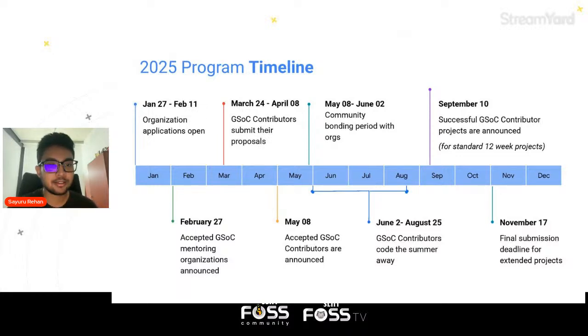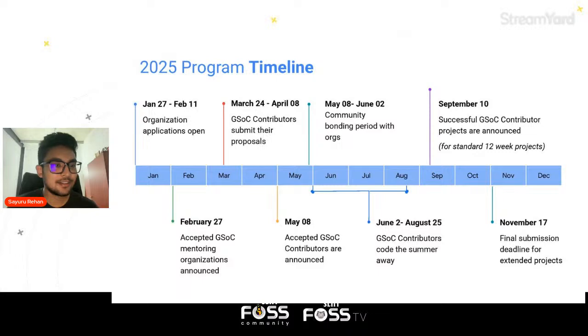Coming back to the 2025 GSOC timeline. So basically we are here right now in between March 24th and April 8th, where you get the chance to submit your proposals, right? And the organizations accept them, and they are announced as well. And then they have a community bonding period with the organization, right? So they give you some time to bond with the team, introduce the team, introduce yourself. And this is very valuable, because this is where you get to know the team that you're working with for the next 2 or 3 months.